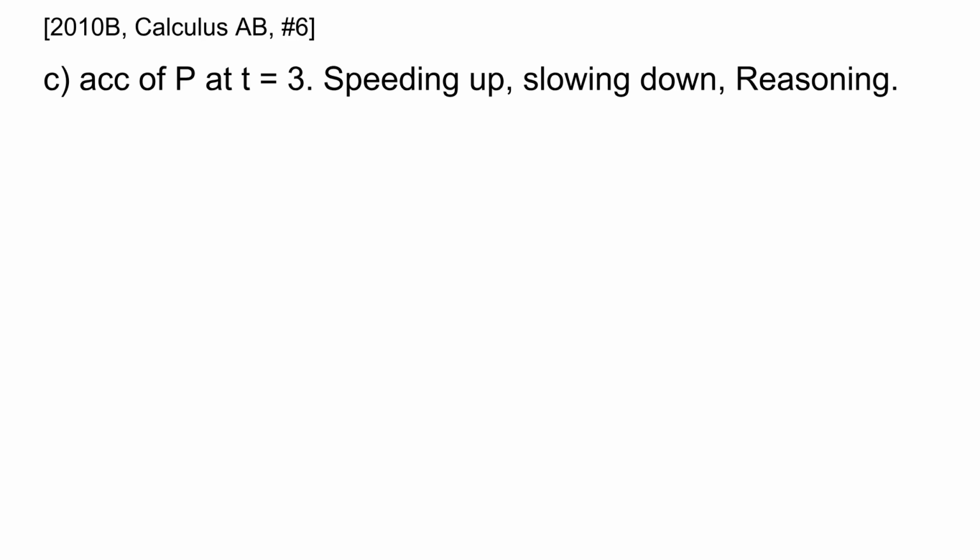In part C of this question, we are asked to find the acceleration of particle p at t equals 3 and determine if that particle is speeding up or slowing down at that time and provide the reasoning. So we can find the acceleration of particle p at t equals 3 by finding the second derivative of its position function. P double prime of t is negative pi squared over 8 times cosine of pi fourths t.